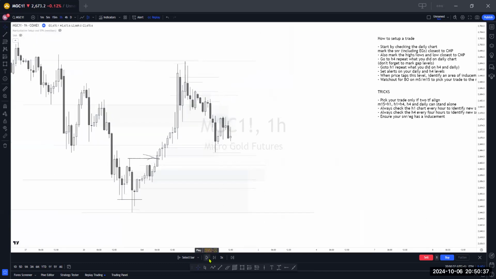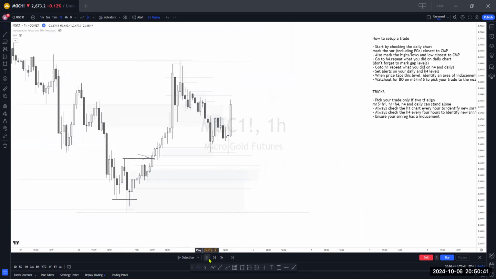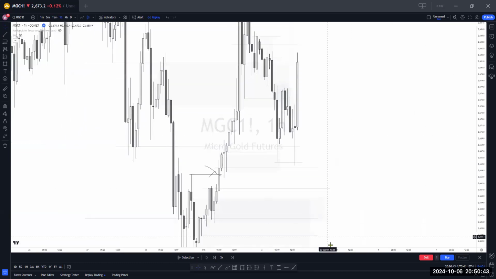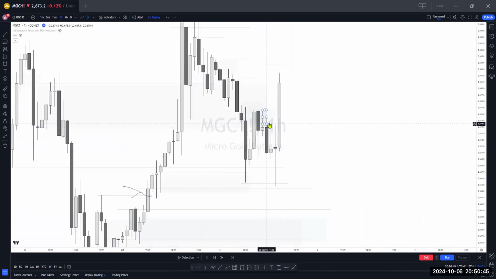I have too many lines on my chart, too many zones, but as you can see, nothing is obstructing my view of what the overall price is doing. So again, price came, tapped, and then came to our level, came to the target. Like I said, this is our most convenient target.